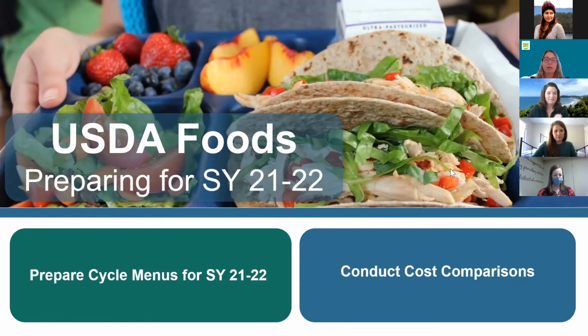And so in order to do that, we need to know what our cost comparison is. So we need to conduct a cost comparison, looking at our entitlement items, our USDA foods, compared with what is available commercially. And we'll touch on that a little bit in the next few slides.